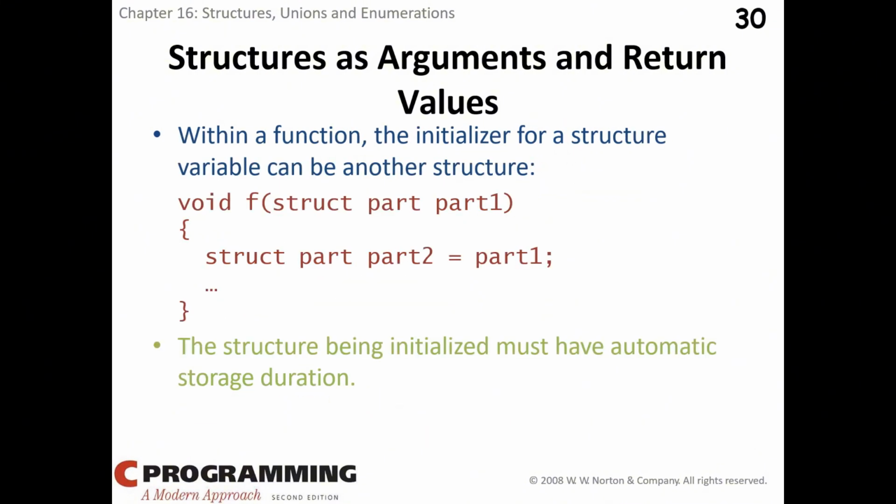And now in this function, the f function, we have a new structure part2 that's declared and initialized with the structure part1 from the argument of the f function. This kind of initialization allows us to create a copy of the structure part1 within the function scope, and we can then perform further operations on part2 as needed. It's important to note that the structure being initialized, which is part2 in this case, must have automatic storage duration. This means that the structure variable is created and destroyed within the function scope.